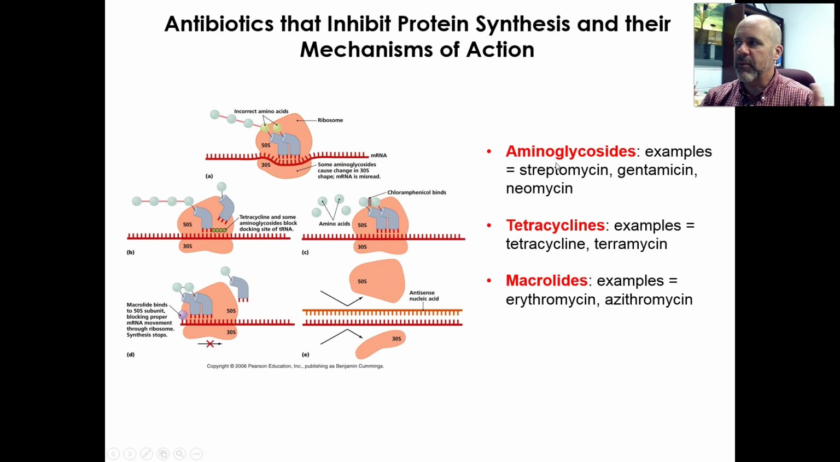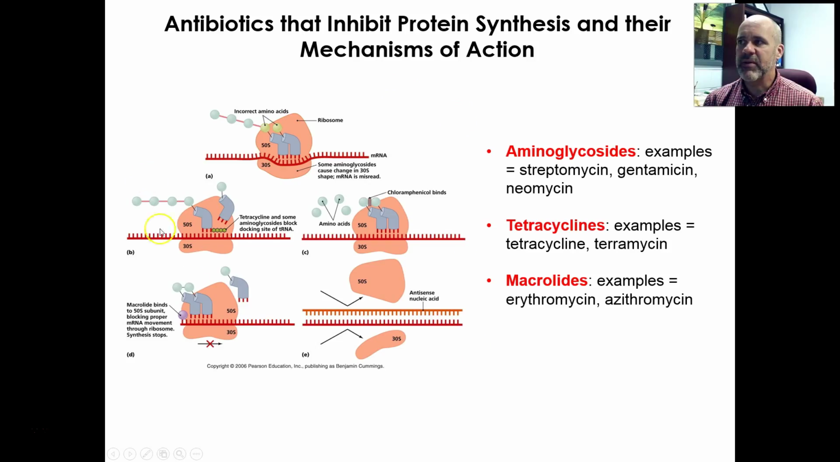So there are different groupings of these based on having similar chemical structures, like the aminoglycosides, which include streptomycin, gentamicin, neomycin, that's present in Neosporin ointment if you've ever used that. So those are all in that category. Tetracyclines, that's another group or class of antibiotics. Macrolides, like erythromycin, azithromycin, if you've ever heard of a Z-Pak before, that's azithromycin. That's a macrolide type of antibiotic.